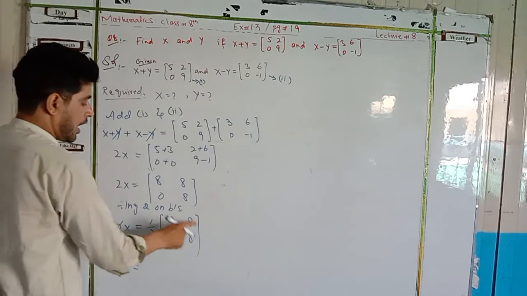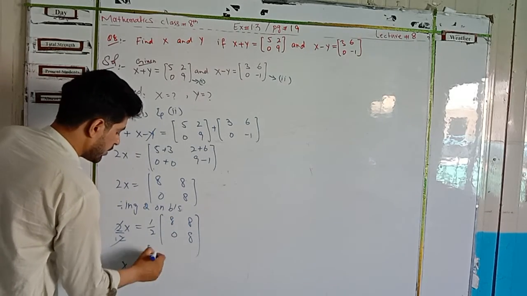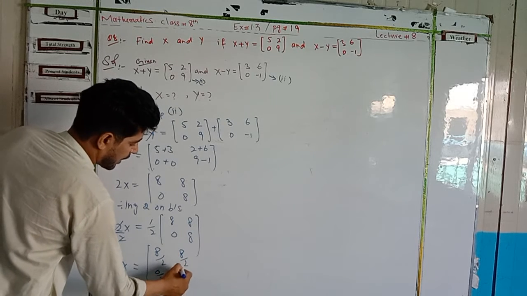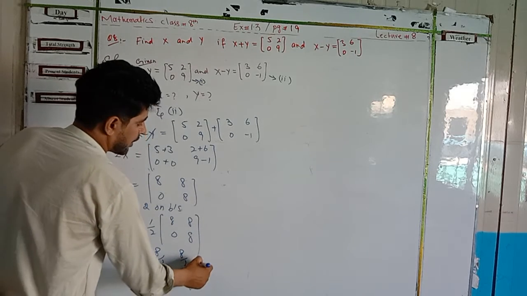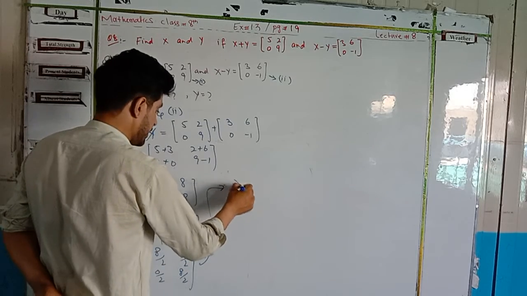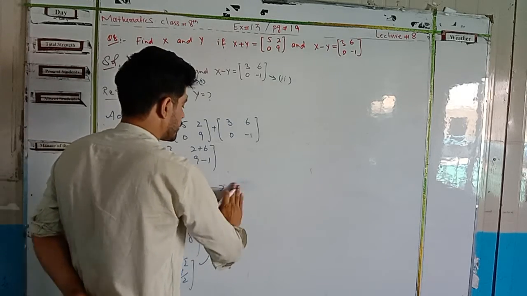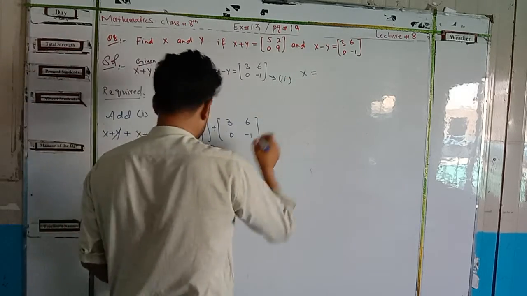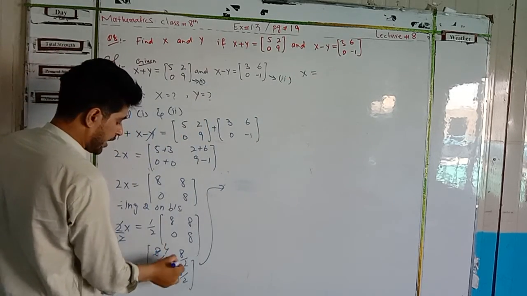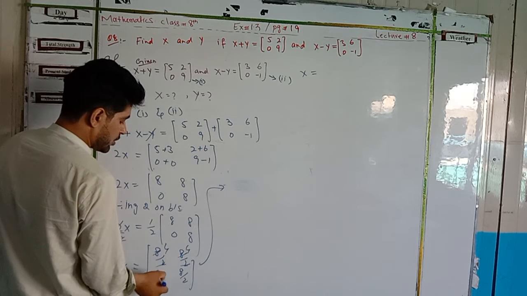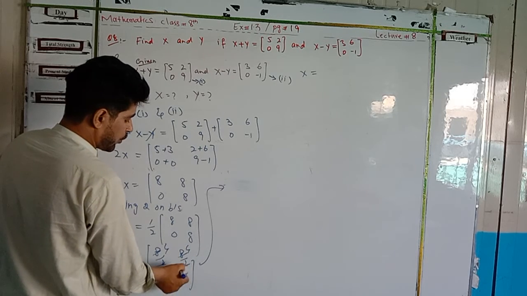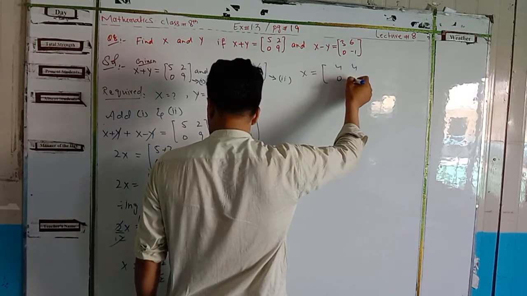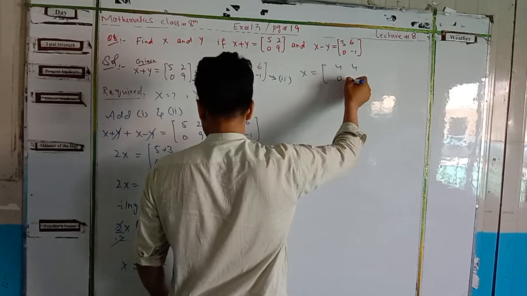This 2 divides all the elements of this matrix. 8 divided by 2, 8 divided by 2, 0 divided by 2, 8 divided by 2. That implies that x is equal to 4, 4, 0 and 4.